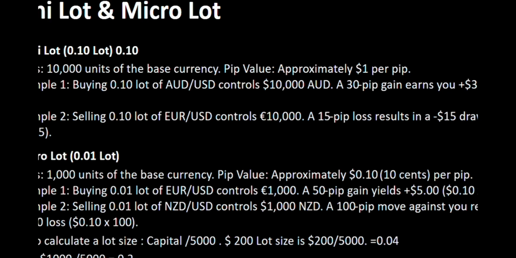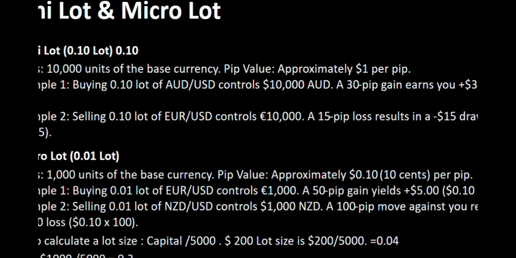So mini lot size is 10,000 units of the base currency. That is a pip value of approximately $1 per pip. So when the market moves either forward or back, you are either in profit $1 per movement, or in loss $1 per movement. So buying 0.10 lot size of AUD/USD controls 10,000 AUD. A 30 pip gain earns you $30. That is $1 times 30.